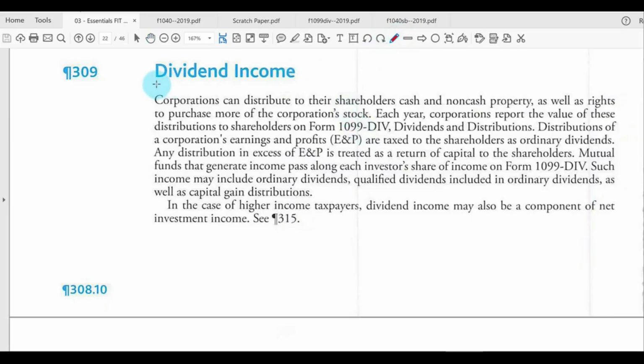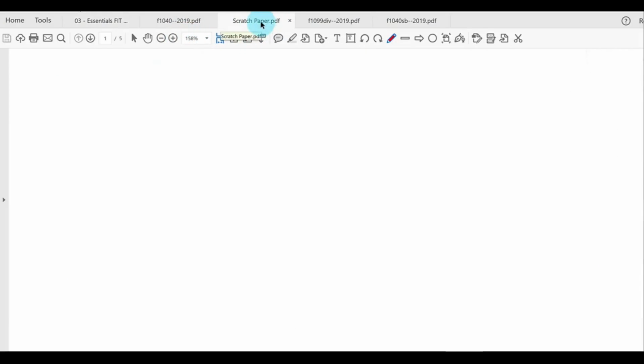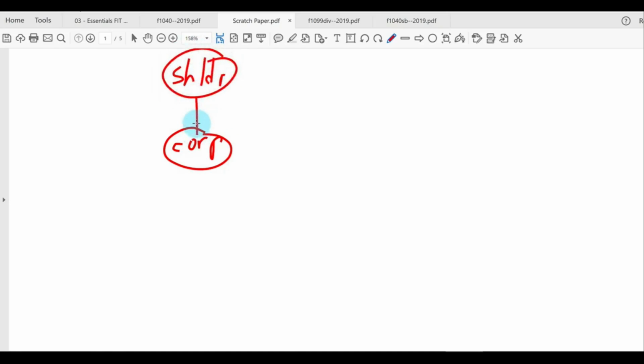the type of income called dividends. Before we take a look at how dividends are taxed, let's learn an overall concept of what the dividend income is. So let's say that you want to invest to make money. So you're going to buy shares of stock in a corporation. So you're going to be a shareholder owning shares of stock in a corporation.